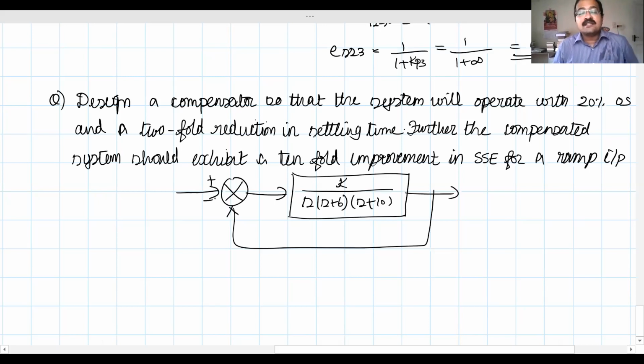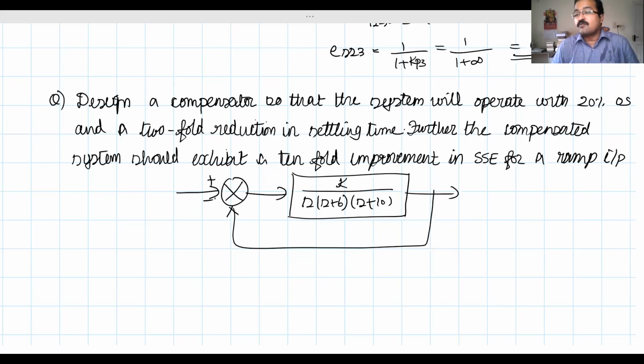Now here nothing is mentioned. They have not told us whether we have to design a PID or a lag lead compensator. But how can we decide about that? Read the question carefully once again. Design a compensator so that the system will operate with 20% overshoot and a twofold reduction in settling time. Further, the compensated system should exhibit a tenfold improvement. We are not asked to drive the steady state error to 0. There should be an improvement. So it is understood it should be a lag lead compensator.